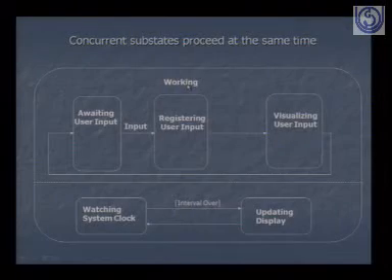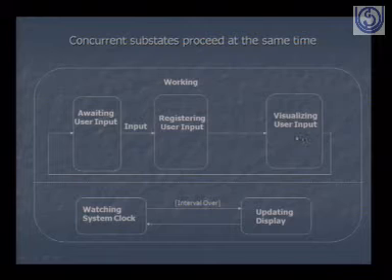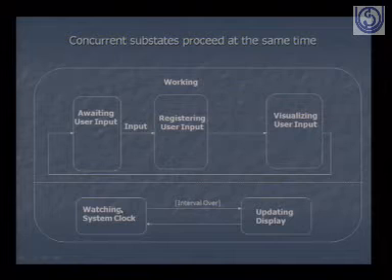So here the working state is the main state, and within the working state, these three, awaiting, registering and visualizing, are the sequential substates, and then watching the system clock and updating the display are parallel to these three activities. Suppose there are substates parallel to those three sequential substates; the concurrent substates are also being taken care of. So we have to differentiate the sequential substates from the concurrent substates by putting a dotted line between them.